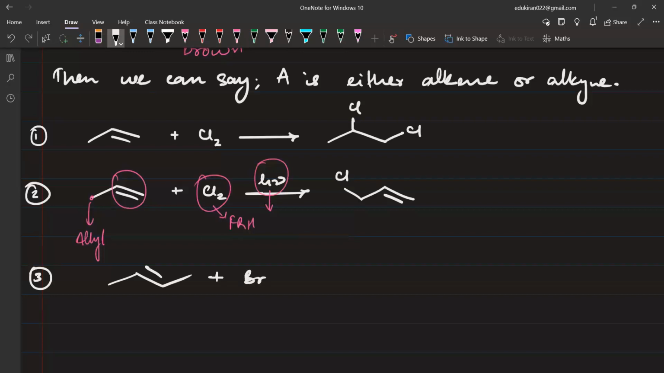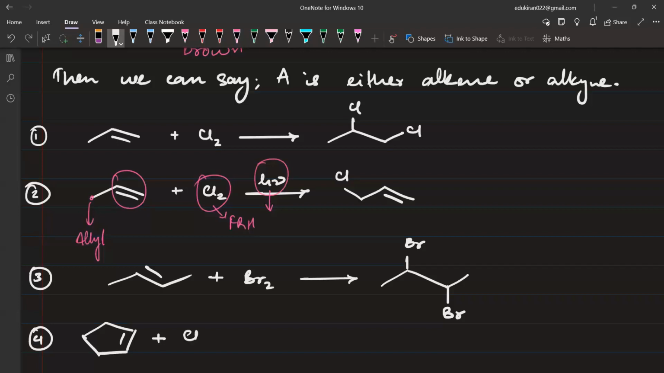For example, if you have something like this, plus Br2 only, then you will get one product, that is vicinal dibromide, Br and Br will be attached here. Similarly, if you have a cyclic ring with a double bond, and let us suppose you are having chlorine, then chlorine and chlorine will be attached here like this. Write this down, raise your hand once you're done.